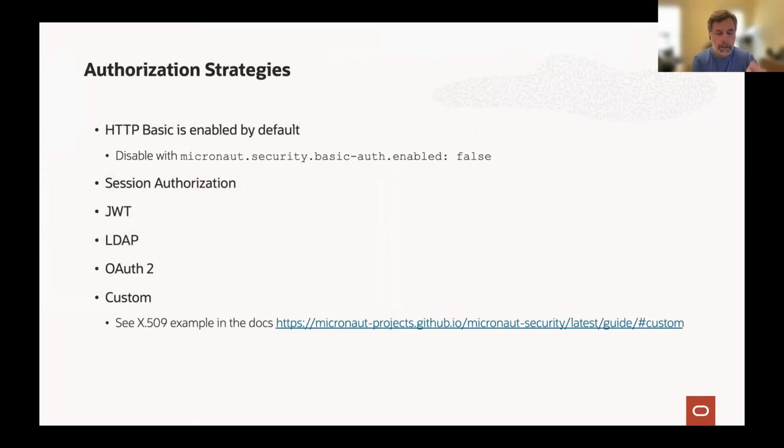So there's a bunch of different authentication strategies. HTTP basic auth is enabled by default, and you can disable it, of course. Session-based authorization is supported, so that uses cookies, and that's typically implemented with form-based logins. So that's what a website with user interaction might use. And of course, JWT and OAuth, LDAP, and then it's pretty straightforward to create your own implementations. There's an example of using X.509 browser certificates for validating that users have various permissions or that they're authenticated.